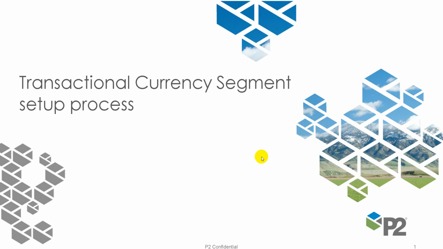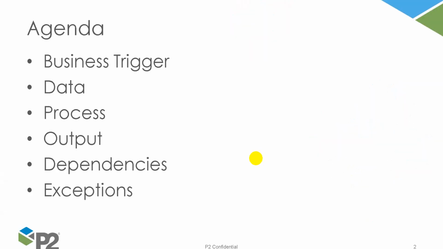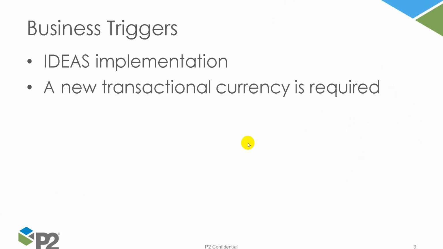In this video, we will see the transactional currency segment setup process. We'll look at the business trigger, the data, the process and the IDEA screens, the output of the process. We will talk about dependencies on this process and exceptions if applicable.